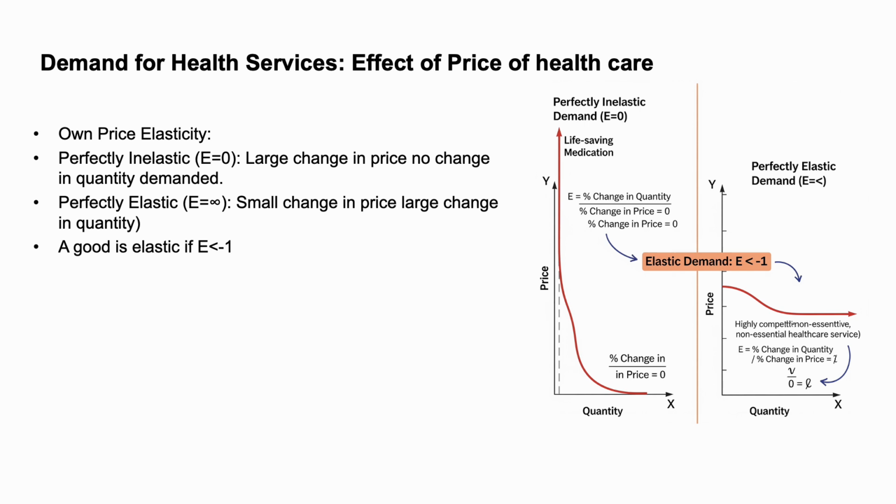Let's shift our focus to the right side of the slide. This shows perfectly elastic demand. The demand curve here is a perfectly horizontal line. This is the opposite extreme. A perfectly elastic good is one where even the slightest change in price leads to a massive, or even infinite, change in the quantity demanded.